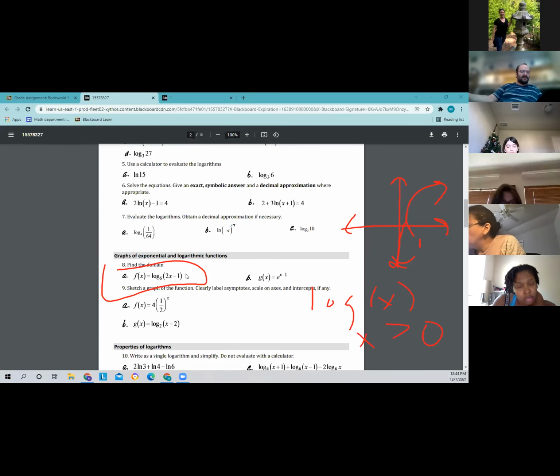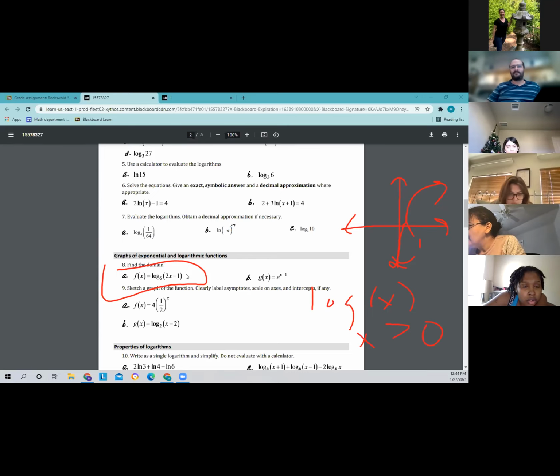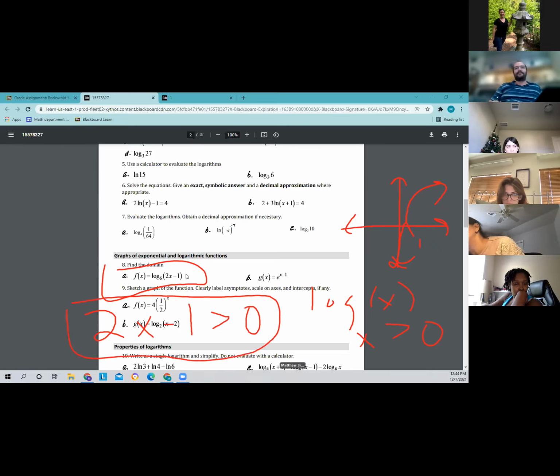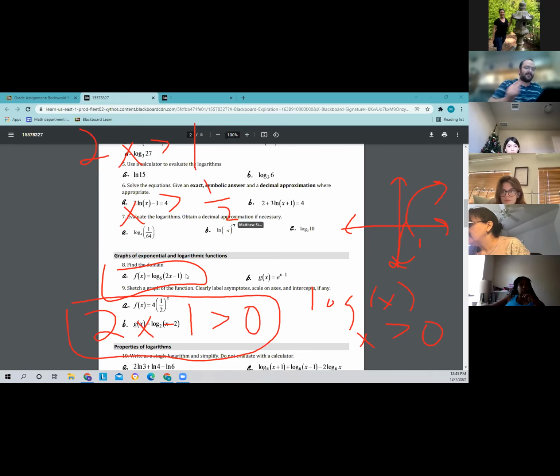And so if I'm looking at this, what does this tell me about the thing inside the log? 2x minus 1 is greater than or equal to 0? Can it equal 0? No, we can't. Just greater than. So 2x minus 1 is greater than 0. I'm basically solving this thing. I'm going to move the 1 over, giving 2x, and I'm going to divide by 2. So x has to be greater than a half.